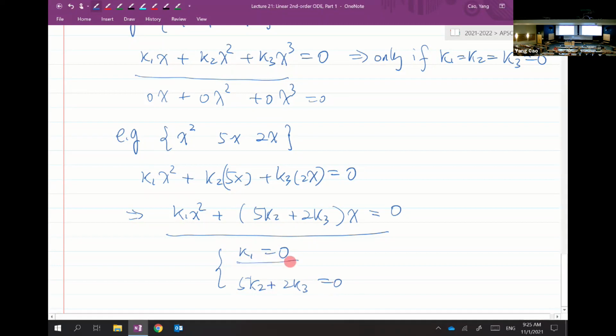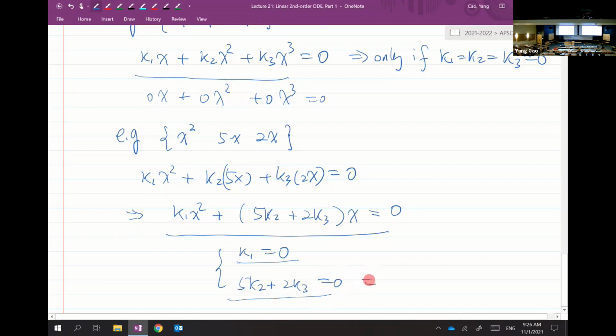And the first one already gives you K1 equal to 0. And then the second one has nothing to do with K1. The second one is just 5K2 plus 2K3 equal to 0. So you have two variables here, and then one equation. And again, you can have an infinite number of solutions for K2 and K3.